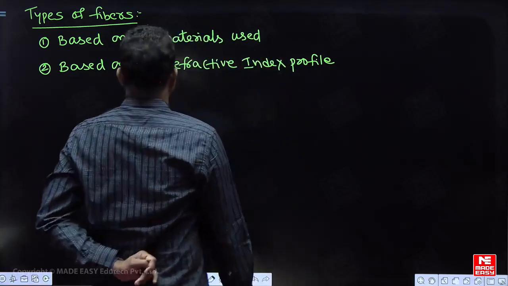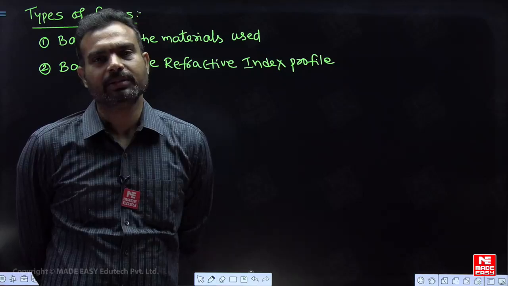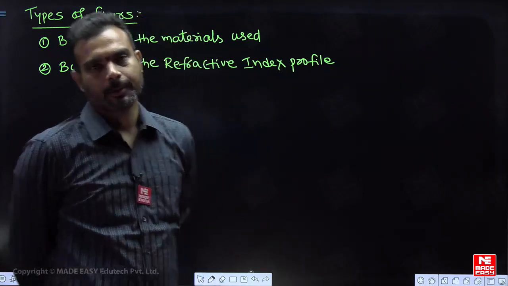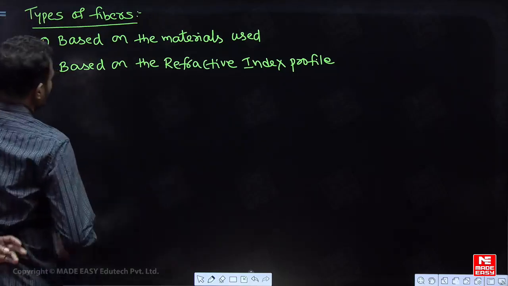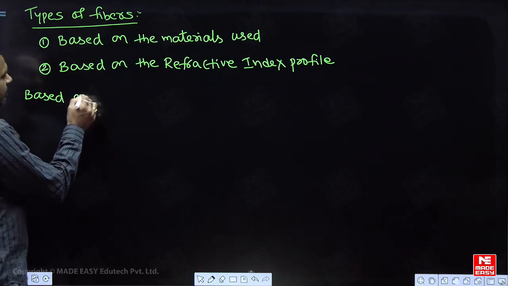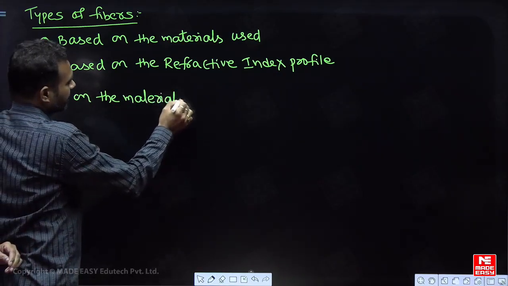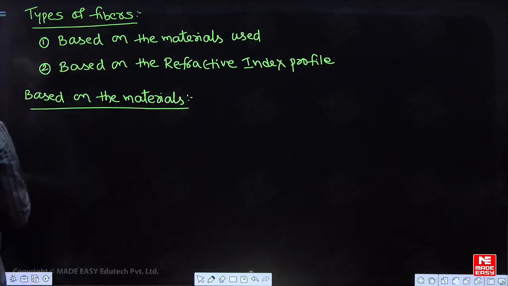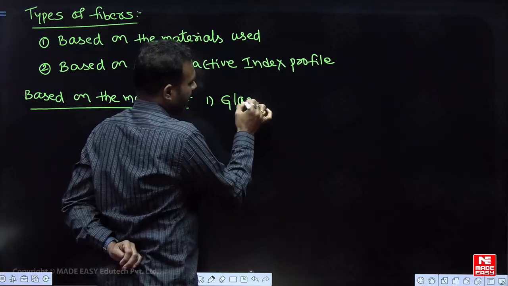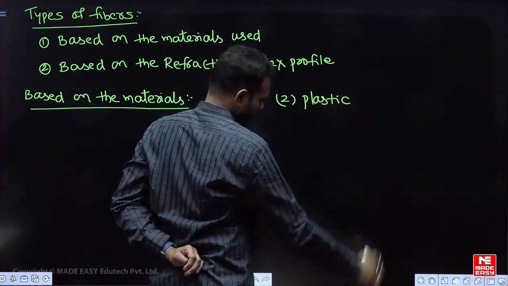First of all, I will explain the materials we use. We already had a basic introduction to the materials in the last class: one is glass, the other is plastic. Now we are discussing types of fibers based on the materials. There are two types of materials used in the fiber. The first is called glass and the second is called plastic.